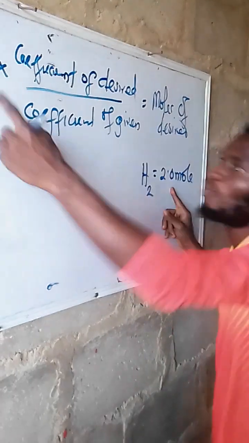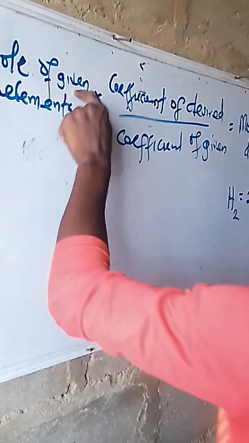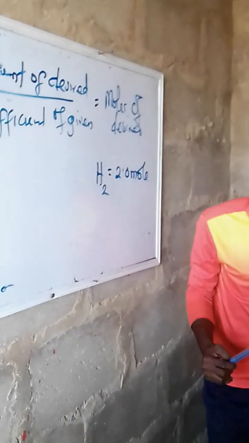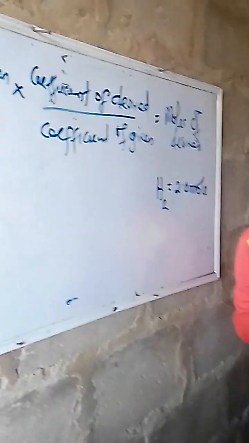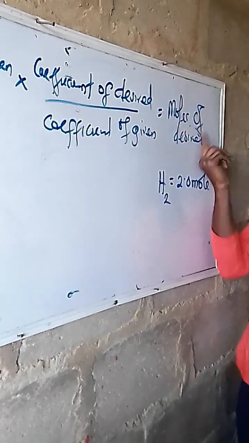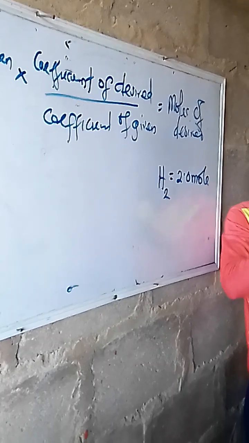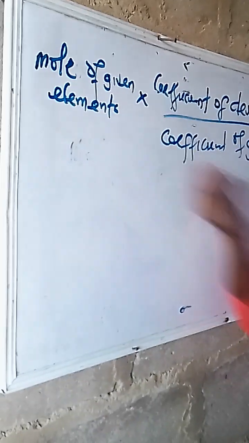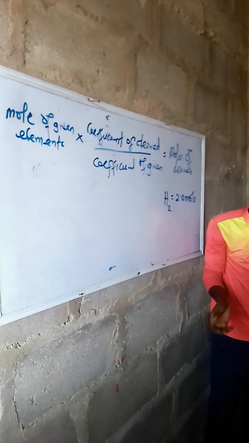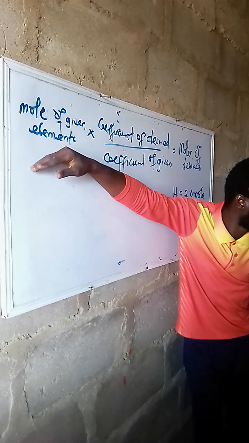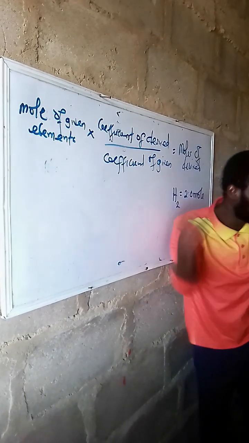Whenever I'm saying mole of a given, what do we mean by mole of a given? It is the one that we are given in that question, not the one that we are asked to solve. The one that we are asked to solve is moles of desire, that we want to solve. The one that we are given is moles of a given element or substance. It may be an element like this, or it may be a substance like sodium chloride or sodium hydroxide. We can make it moles of a given compound, anyhow you want to.